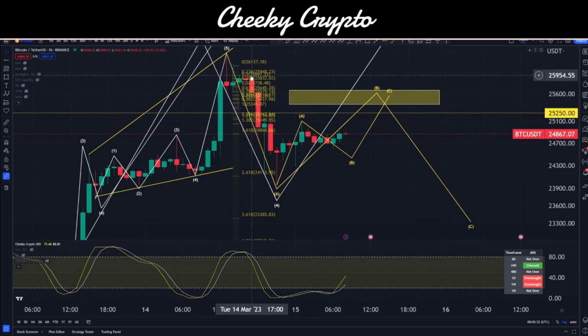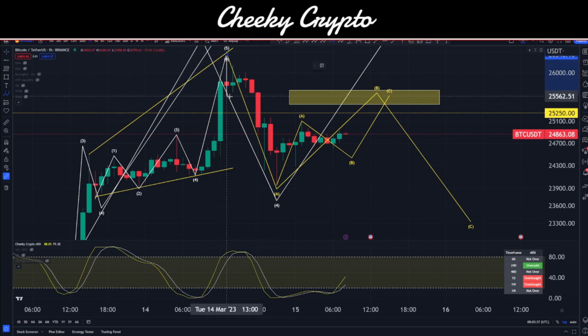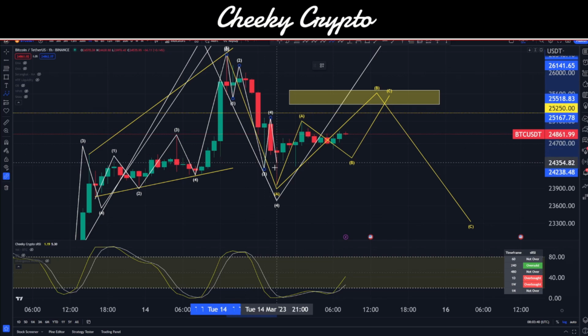Yeah, we hit that level, when I go through all the rules and the details of it. So this here is 5 waves. So 1, 2, kind of 3, 4, and 5.